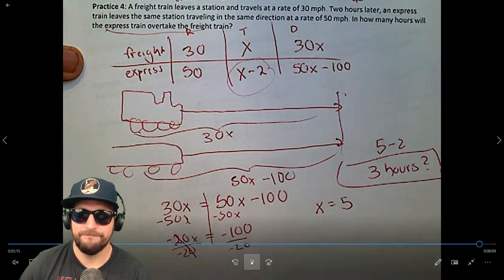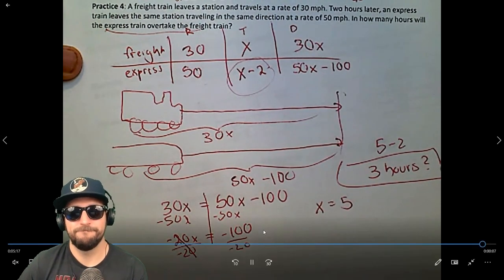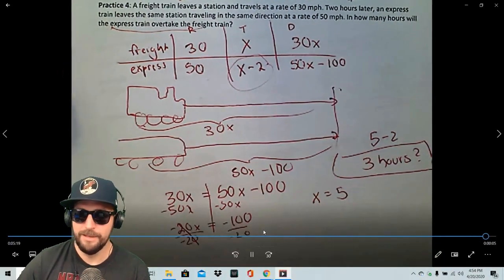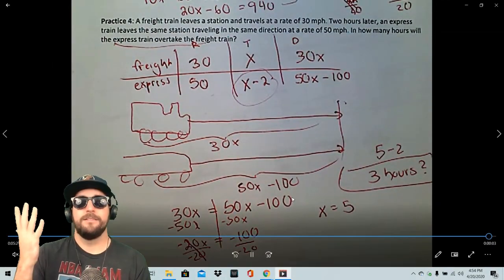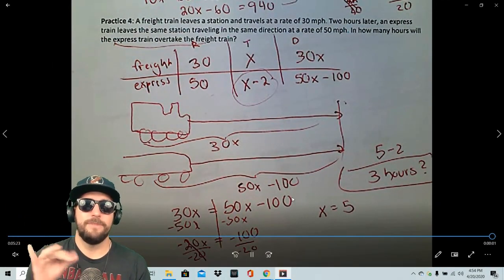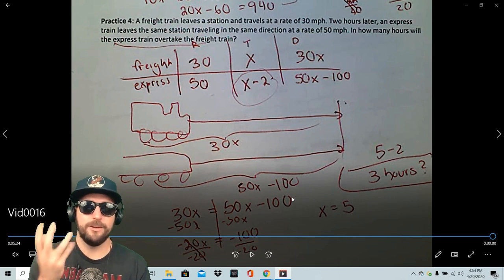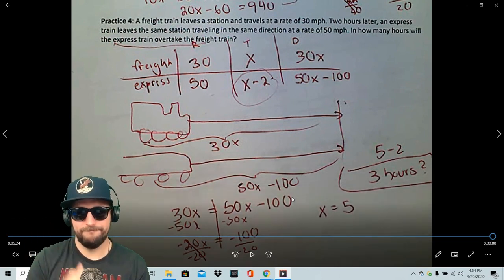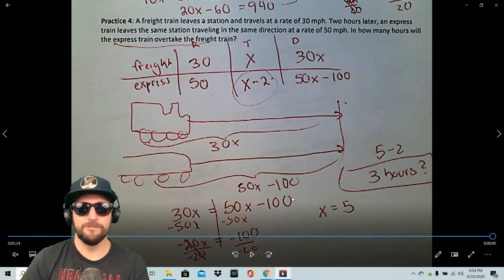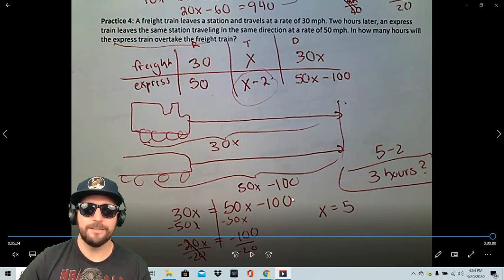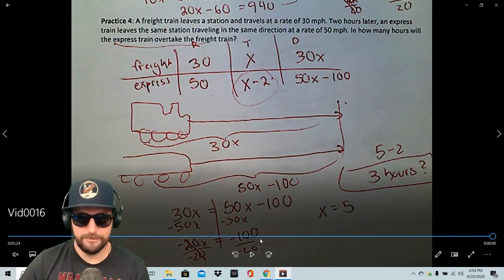All right. That is it, I guess. Make a table, make a picture, make an equation, solve an equation. That's it. Distance equals rate times time. DRT. We got this. You got it.